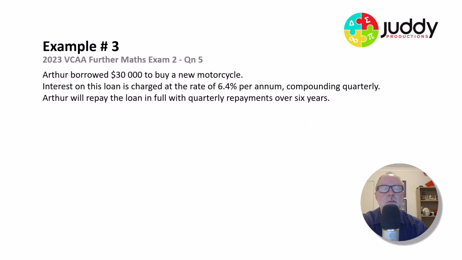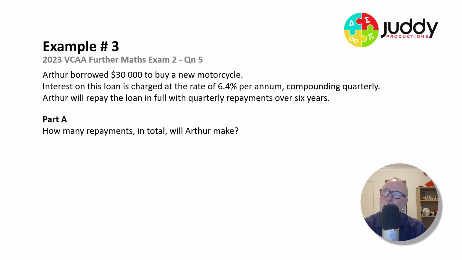Example number 3 comes from the 2023 VCAA Further Maths exam, number 2, question number 5. Arthur borrowed $30,000 to buy a new motorcycle. Interest on this loan is charged at the rate of 6.4% per annum, compounding quarterly. Arthur will repay the loan in full with quarterly repayments over 6 years. Part A, how many repayments in total will Arthur make?